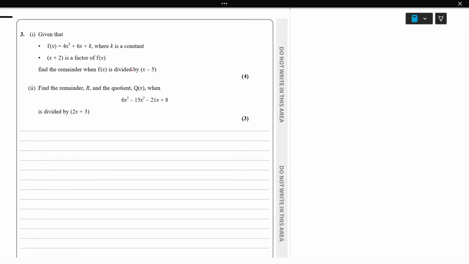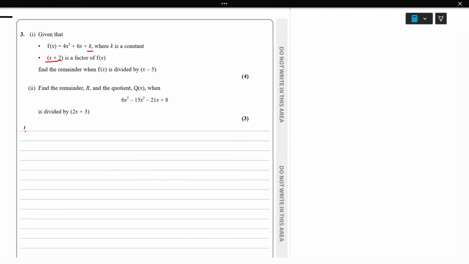Here is question number 3. Given the function f of x equals 4x cubed plus 6x plus k, where k is a constant, x plus 2 is a factor of f of x. Find the remainder when f of x is divided by x minus 5. So we use the x plus 2 factor to find the k value, then use x minus 5 to find the remainder.